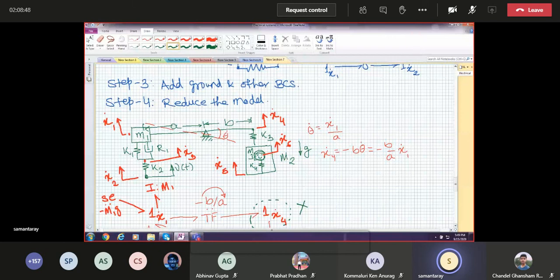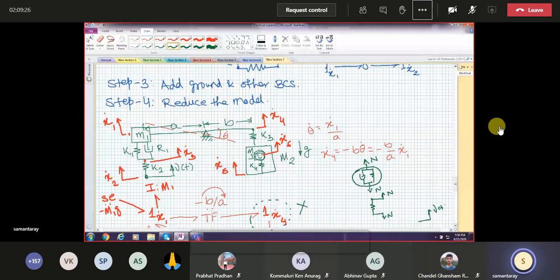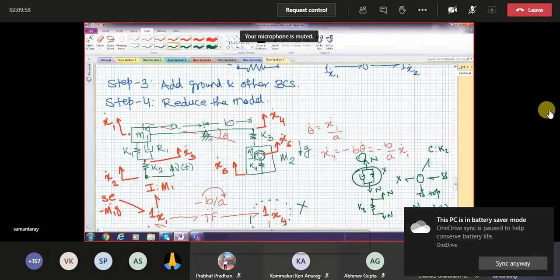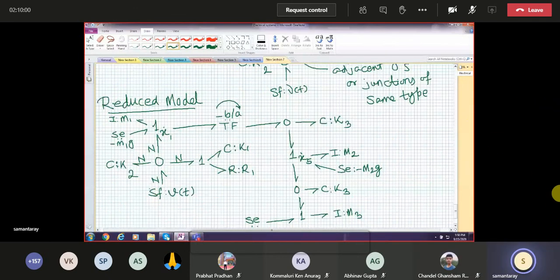What are they? These four things must be connected to a zero junction. There is a zero junction, your source of flow. There is a zero junction where K2 is there. All these four must be at a zero junction. That's what we get through all these reductions, we get the same result from the free body. So if you understand this, then it's very easy.